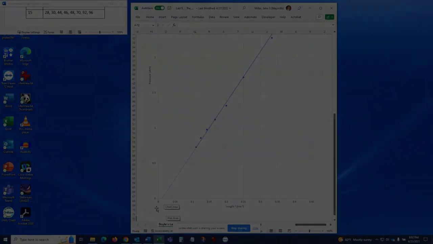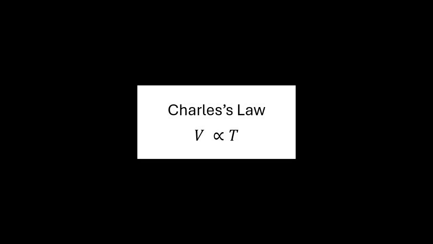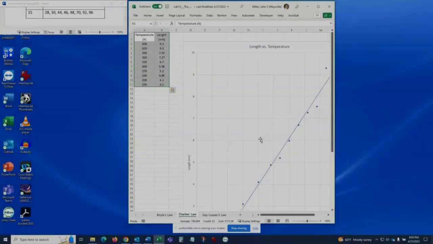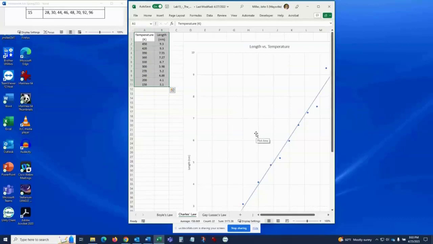Charles' law states that volume and temperature are directly proportional. As temperature increases, the volume of gas also increases, and vice versa. Create a graph from your gathered data with length representing volume on the vertical axis and temperature on the horizontal. If it is linear, then you are done with the graph.